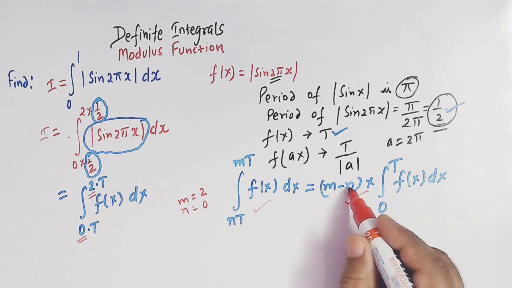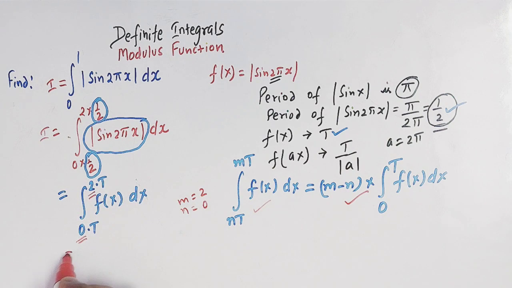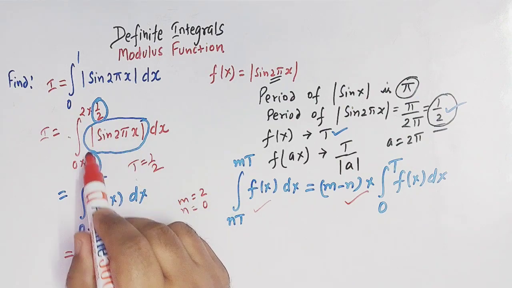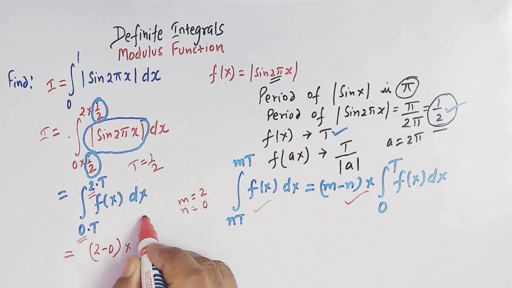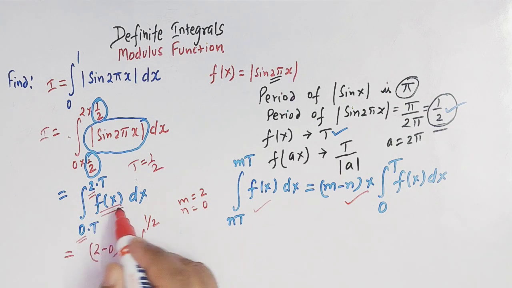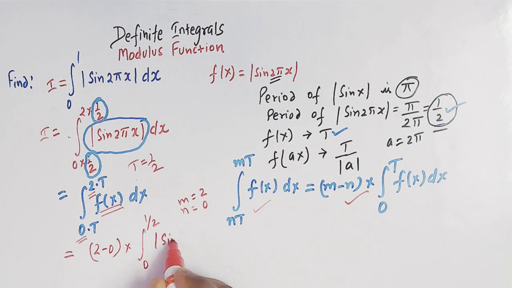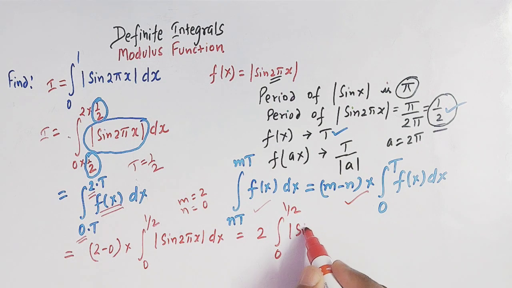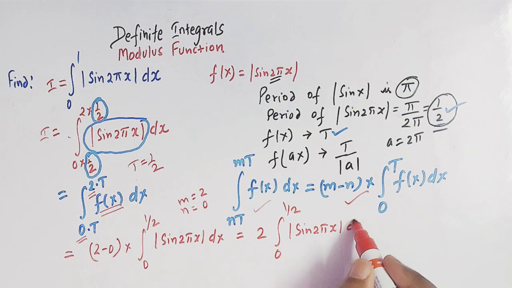So from this property, we can now write this integral as m minus n, so we have 2 minus 0 here, right? And multiplied with the integral 0 to t, right? So 0 to t, and t is half, right? Because the period of mod of sine 2 pi x is half, so here we'll write half. And for f of x, we can now write mod of sine 2 pi x and dx, right? So this integral is 2 minus 0 is 2, so we have 2 times 0 to half, and mod of sine 2 pi x dx, right?